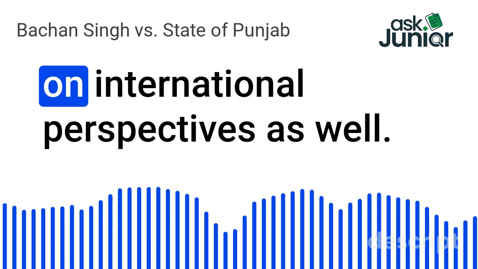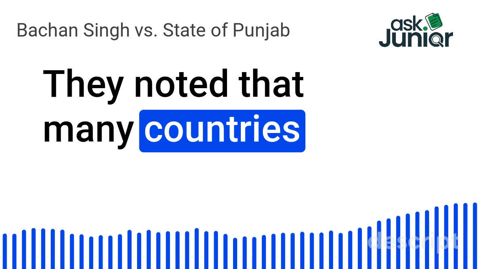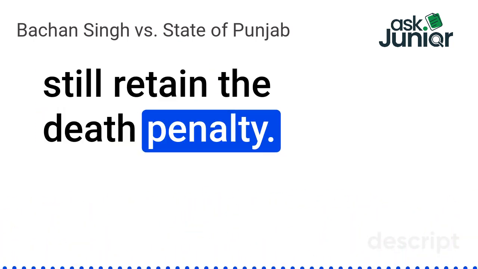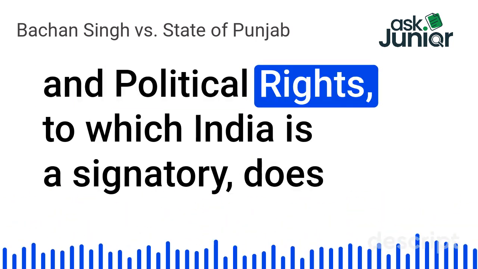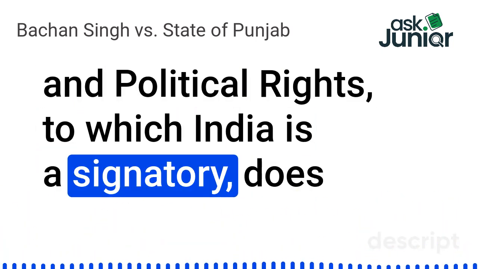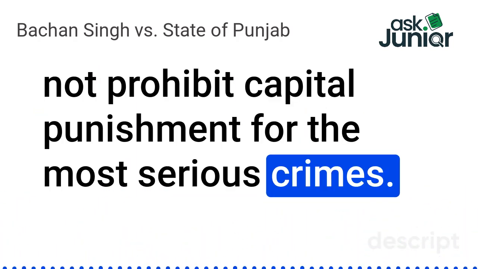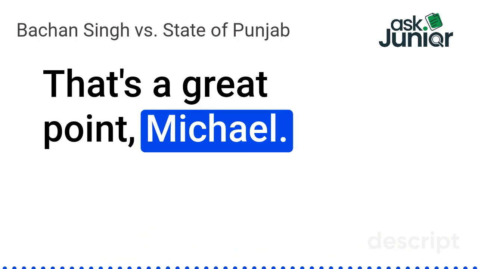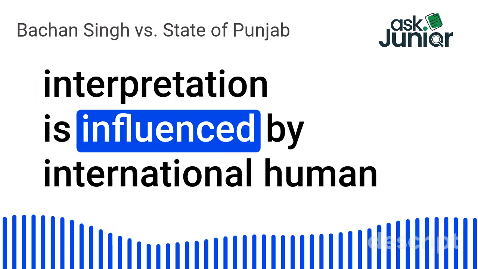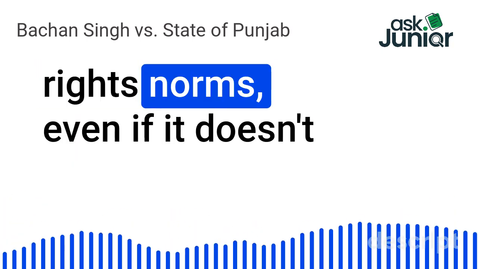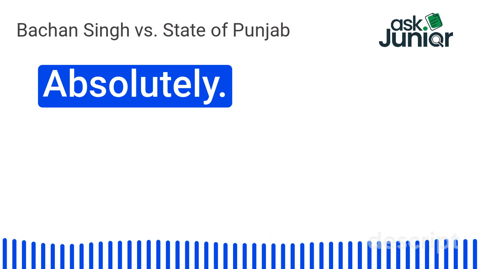Interestingly, the court drew on international perspectives as well. They noted that many countries still retain the death penalty, and that Article 6 of the International Covenant on Civil and Political Rights, to which India is a signatory, does not prohibit capital punishment for the most serious crimes. That's a great point, Michael. The judgment does show how Indian constitutional interpretation is influenced by international human rights norms, even if it doesn't always align with them completely. Absolutely.